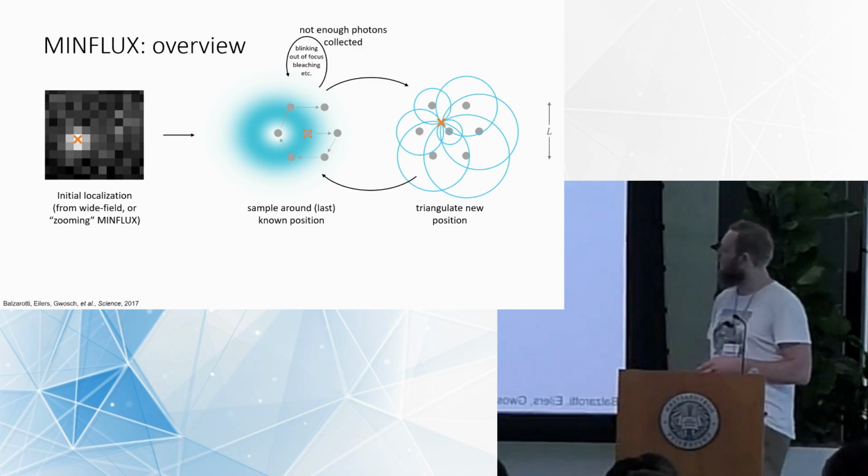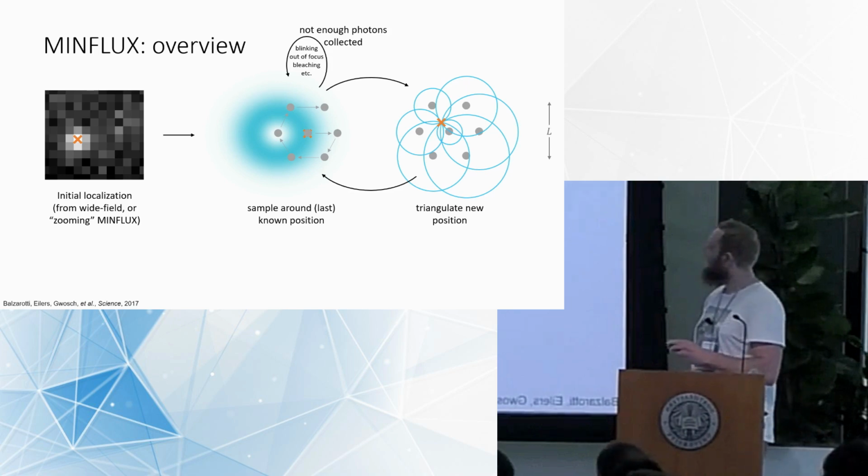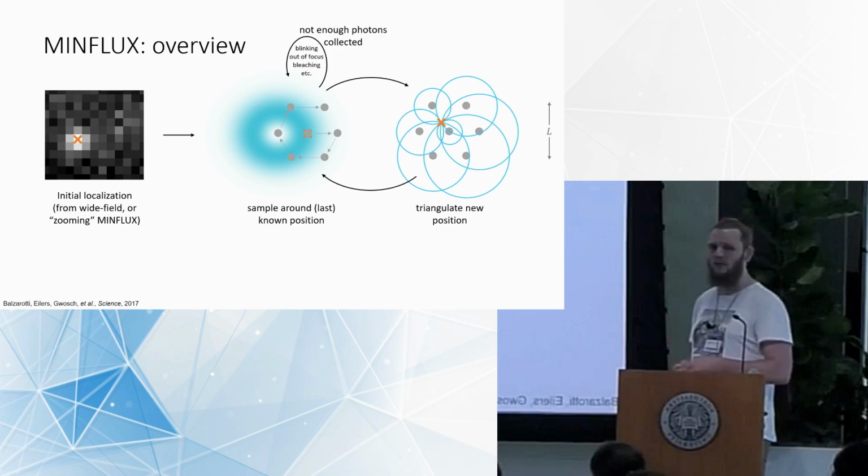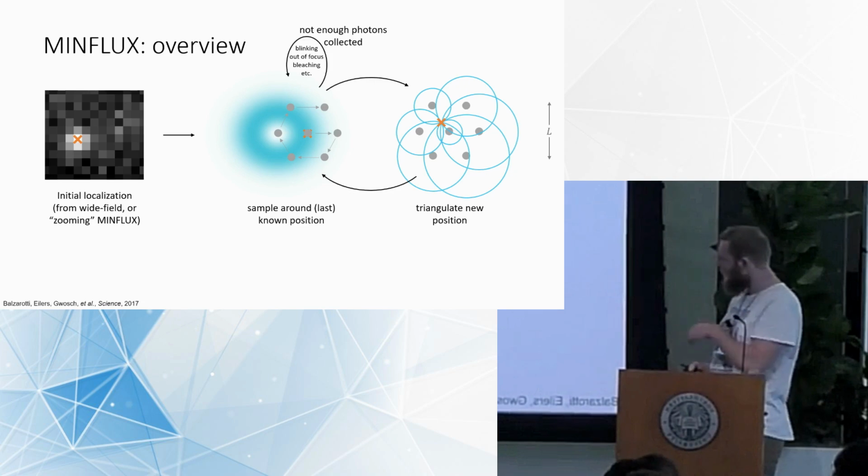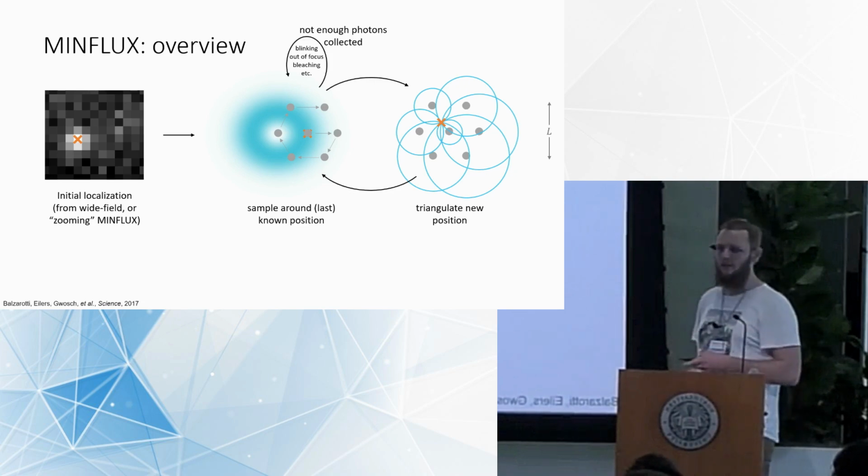There's one additional arrow I want to put on this plot, which is that if for some reason during this rastering step you don't collect enough photons to reliably localize your fluorophore, you basically just do the same thing again until your fluorophore shows up again.